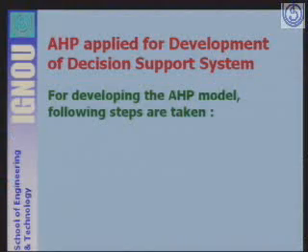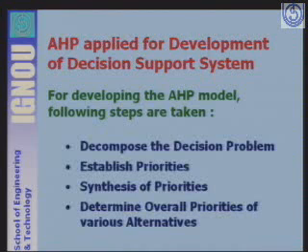We know that when we apply AHP for a decision support system, there are some steps which are to be followed. You can see on your screen. First, we decompose the decision problem. Thereafter we establish the priorities. Then we synthesize the priorities, and finally we determine the overall priorities of the various alternatives. These are the four steps through which the AHP technique is applied.